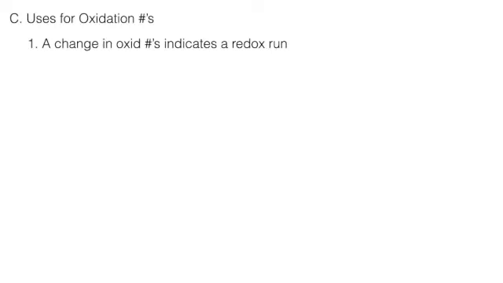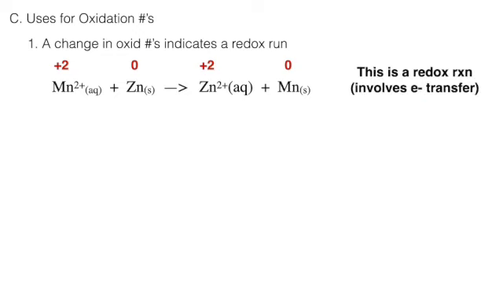Okay, so we talked about oxidation numbers yesterday. Now we're going to look at the uses of oxidation numbers. Here's the first thing. A change in oxidation numbers indicates that it is a redox reaction, an oxidation-reduction reaction. That should say RXN, reaction, not run. Sorry, typo. Okay, so if I assign oxidation numbers, I got plus 2, 0, plus 2, 0. And let's look at the zinc one. Zinc is going from a 0 to a plus 2. As soon as there's a change in oxidation number, that means this is a redox reaction.